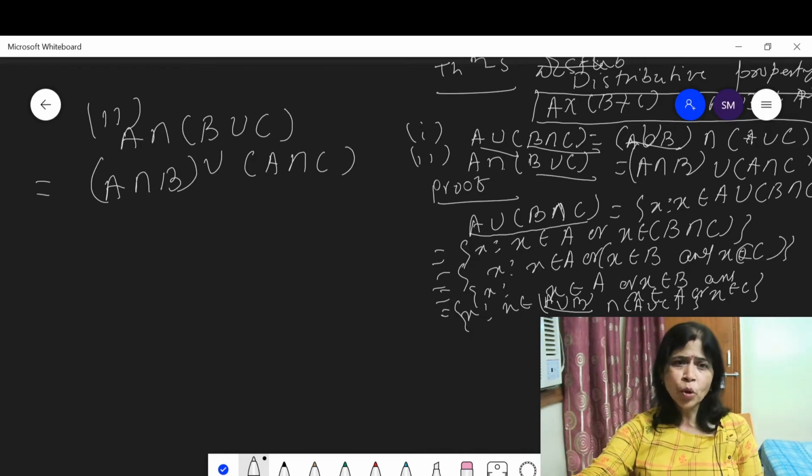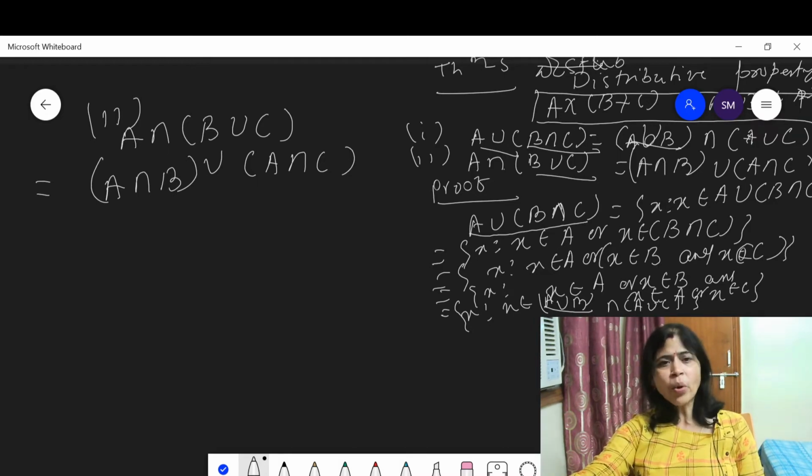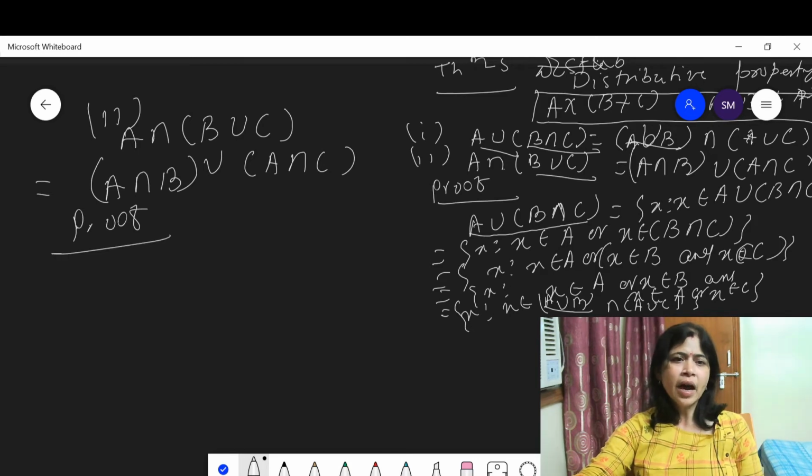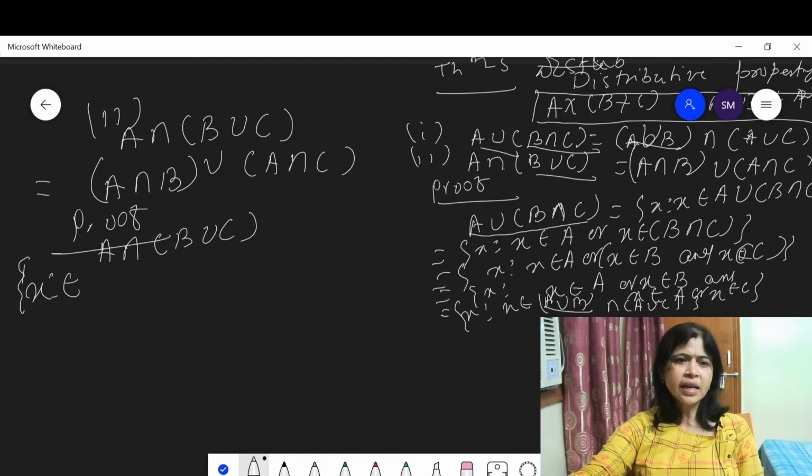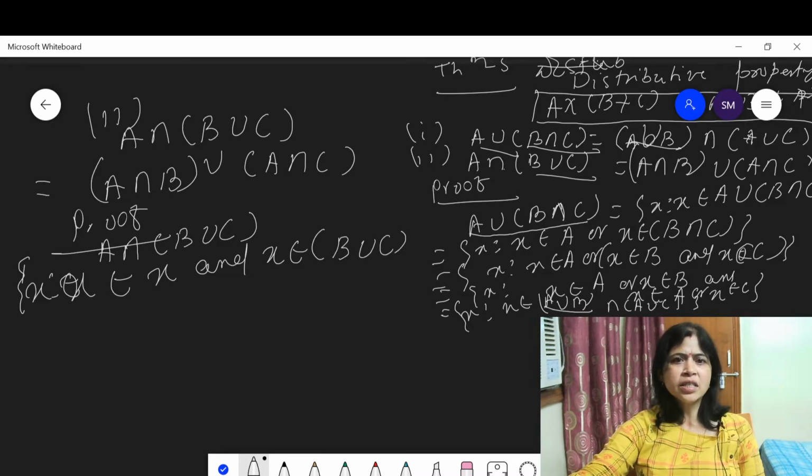Here we have to prove A intersection (B union C) is equal to (A intersection B) union (A intersection C). Now let us prove. Let x be such that x belongs to A intersection (B union C), which means x belongs to A and x belongs to B union C.